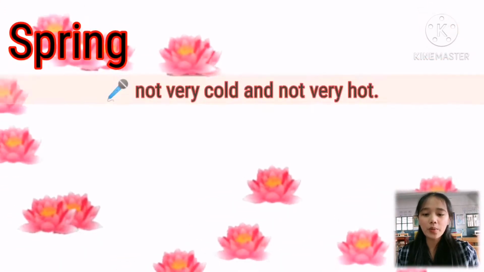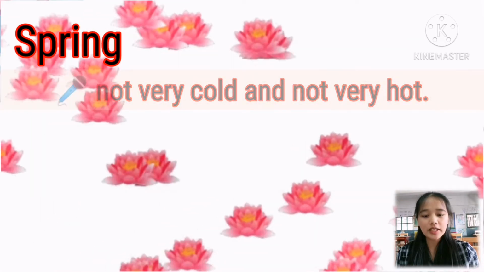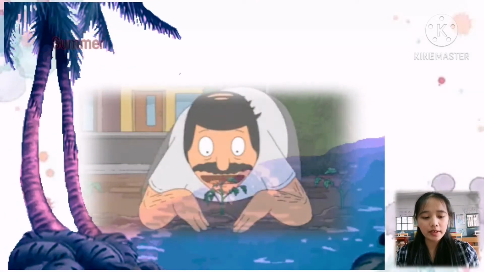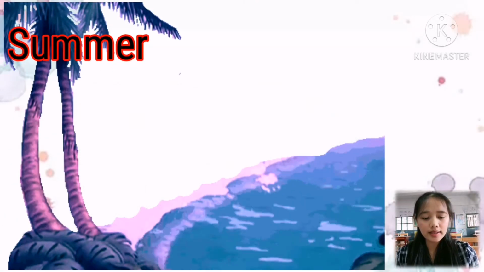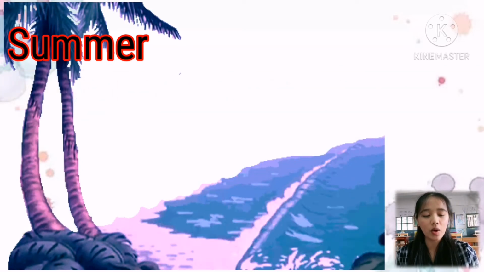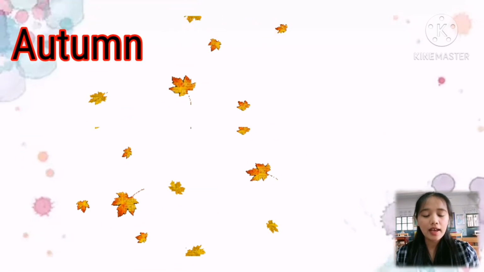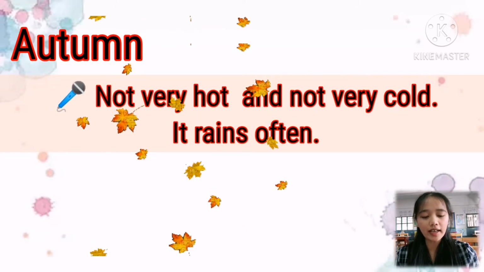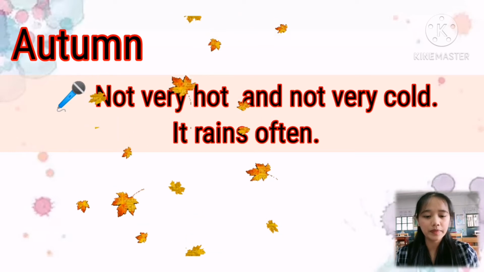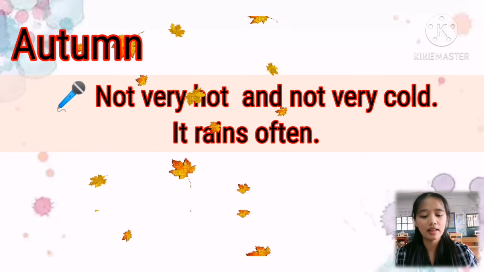In spring, the weather is not very cold and not very hot. So in spring, people in England plant crops. How about in summer? In summer, the weather is hot. Sometimes it rains. In summer, people in France go to the beach. Now how about in autumn? In autumn, the weather is not very hot and not very cold as well. It rains often in autumn. It's not very hot, it's not very cold, but it rains in autumn.